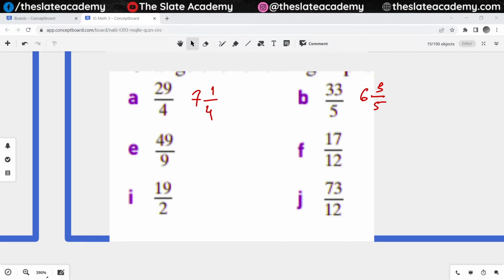If you could please do it for the remaining 4 parts. Did you understand how we converted compound to improper fractions? Hopefully you already know that. All right. So for this one, if you could give me your answers too, please, for all 4 parts.